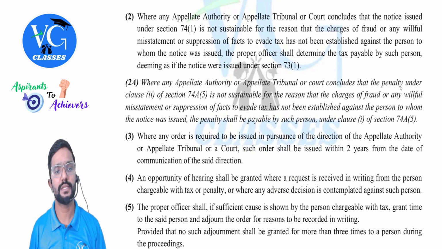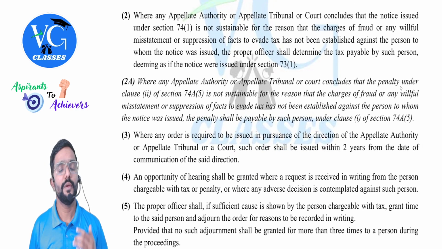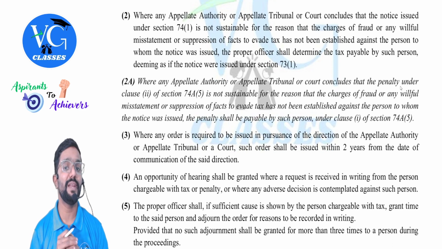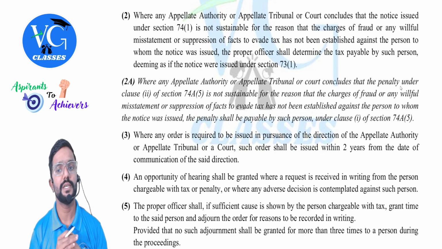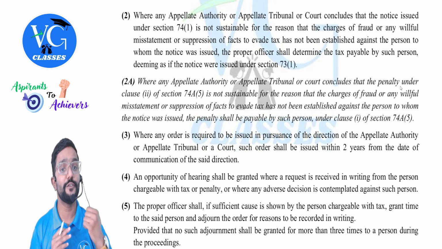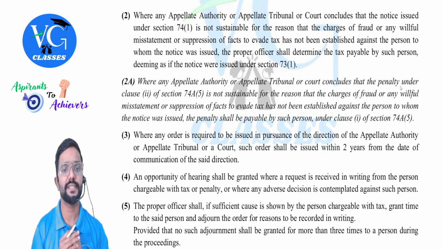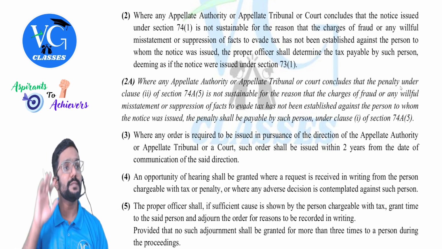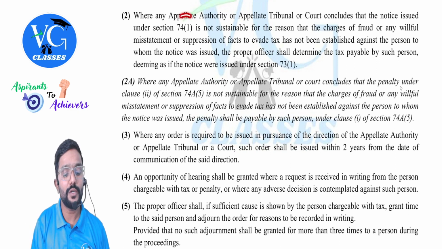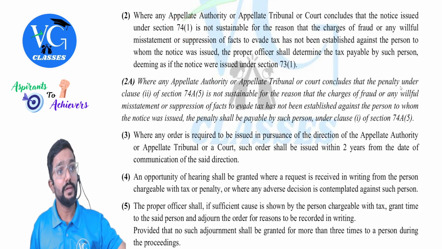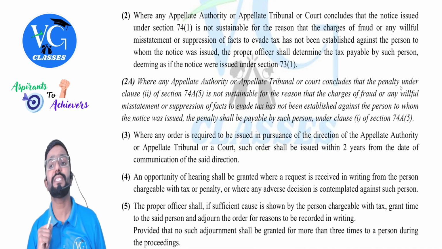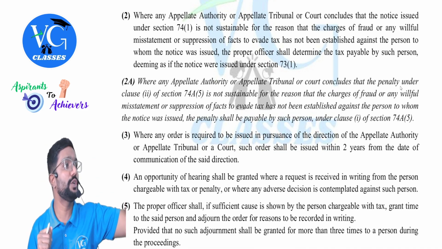Okay, sir. Then subsection 2. Where any appellate authority or appellate tribunal or court concludes that the notice issued under section 74 subsection 1, that is for fraud case, is not sustainable. Guys, please don't get confused. The power to give notice is given in subsection 1, but within what time the notice has to be issued is given in subsection 2.